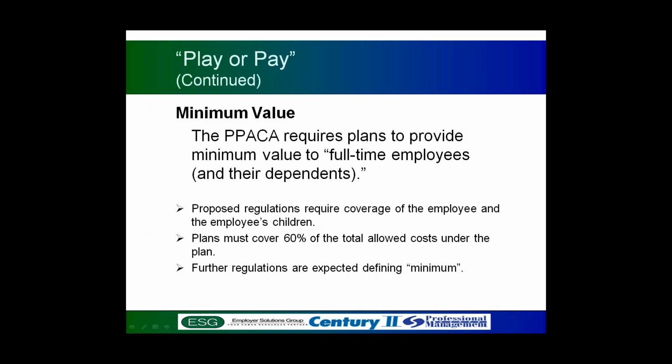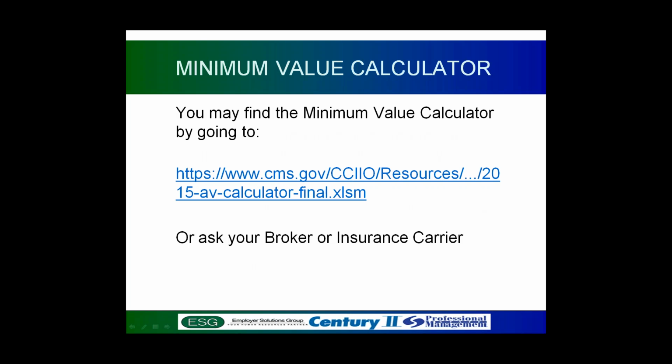The second one, which we won't spend much time talking about, is minimum value. Essentially, this is an actuarial calculation. The plan has to cover at least 60% of the total allowed cost under the plan. Most employers could contact the insurance company or ask their broker, or can even go to a minimum value calculator to determine if their plan meets minimum value. Most of the plans that we see do meet that threshold and satisfy the minimum value test.